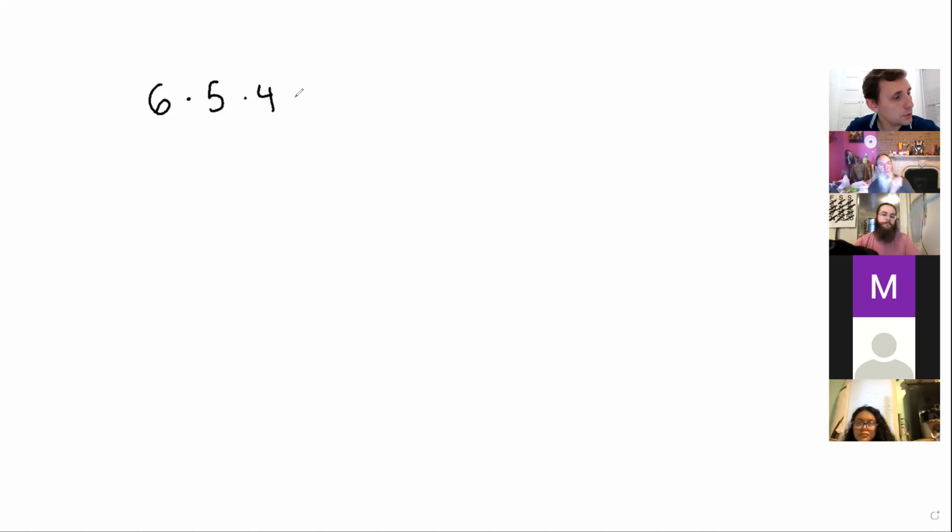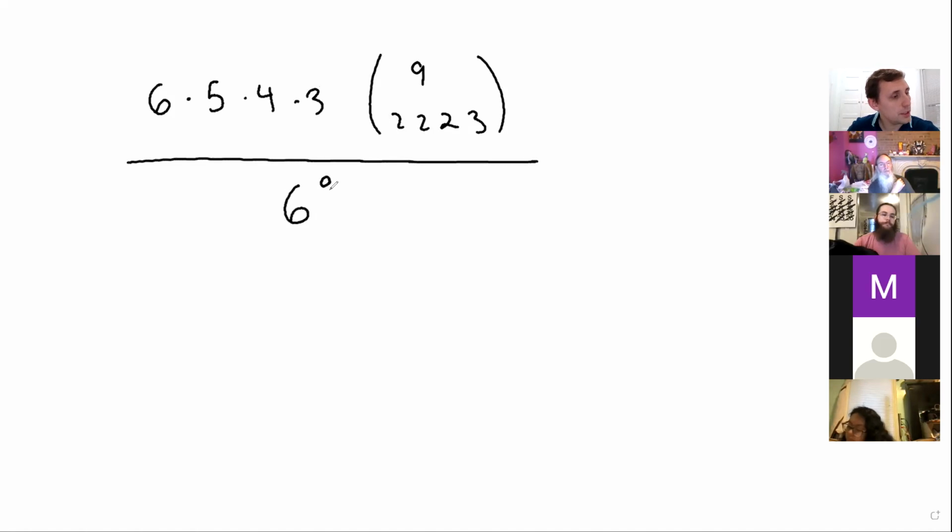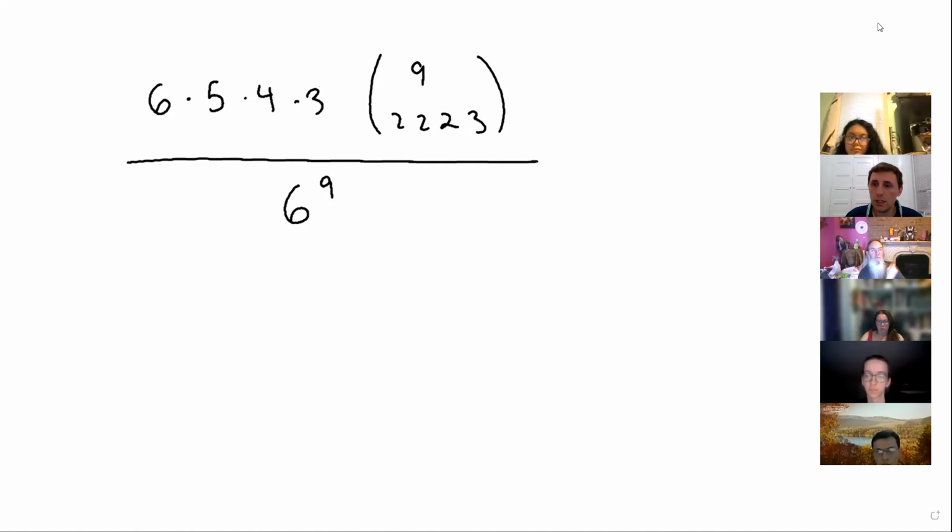The remaining values for the triple, so times 3, and then we have 9 choose 2, 2, 2, 3, over 6 to the power of 9. Is this a correct solution? Looking at what I did here, I said 6 possibilities for the first pair, 5 possibilities for the next pair, 4 for the next, and then 3 remaining values available to be represented on the triple. Yes, is this correct, or is something wrong here?